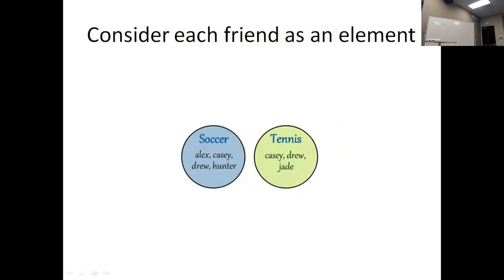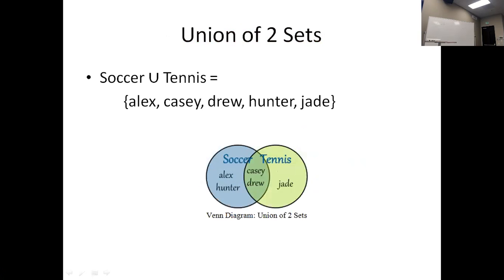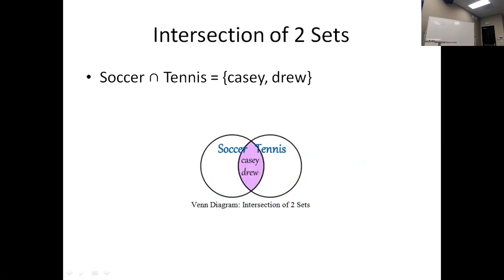All right, for example, we have 2 sets, and they are properly defined. One is a soccer set, one is a tennis set. They have their clear members. The union of these two is people who play one of them, either soccer or tennis. So it would be Alex, Casey, Drew, Hunter, and Jade. The intersection is only Casey and Drew, meaning these 2 guys play both soccer and tennis. Following me? Okay. All right. Now, the intersection is Casey and Drew.